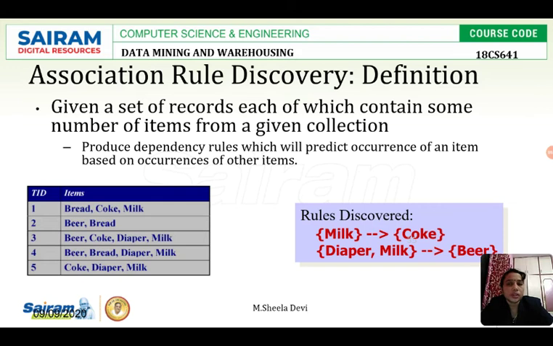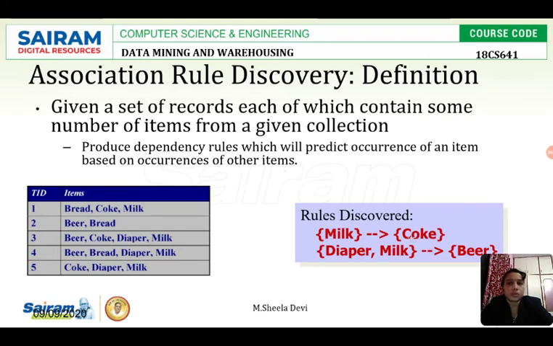These are all the applications of clustering. The next type of task is association rule discovery. Yes, we have already seen this example, but once again I'll explain what association rule discovery is.